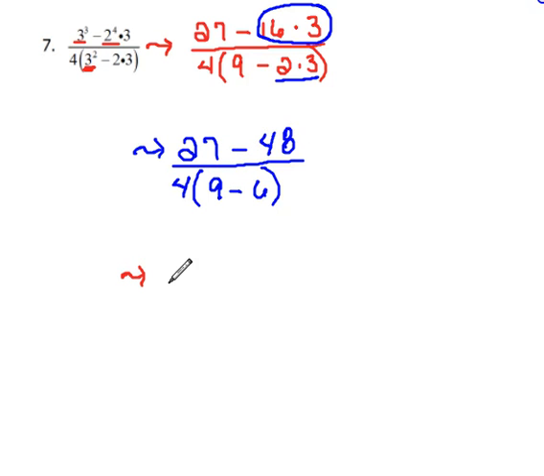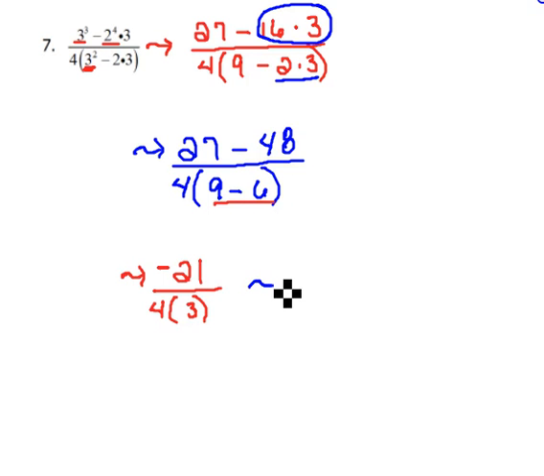Well, that's just combining numbers, add, subtract. Since the signs are different, we're going to subtract and keep the largest sign. So that would be a negative 21 over. Here on the bottom, we still need to take care of this parentheses before anything else. So we would have 4 times 9 minus 6 is 3.